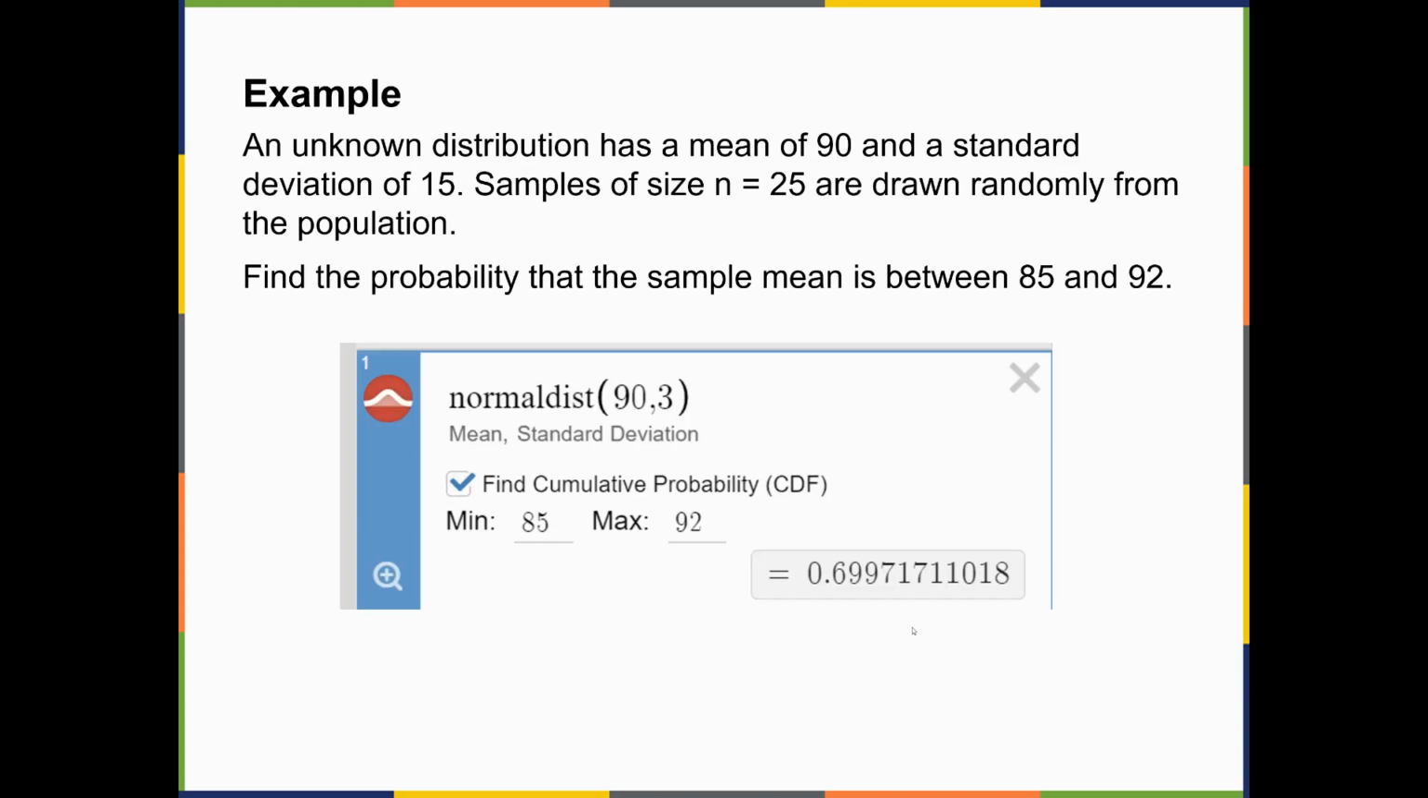To find the probability that the sample mean is between 85 and 92, we're just going to use Desmos again. I'm not going to walk you through that. We've been doing that. We did a normal distribution with mean 90 and standard deviation of 3, and we found the probability that the value of the sample mean is between 85 and 92 to be 0.699, about 70%.